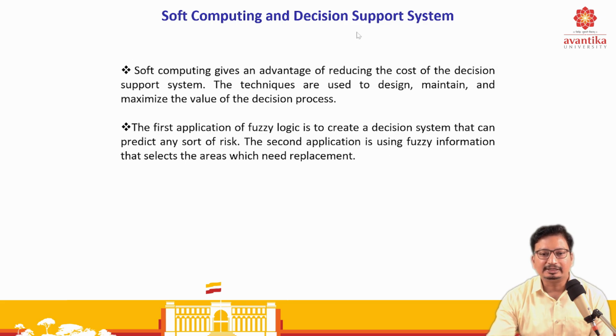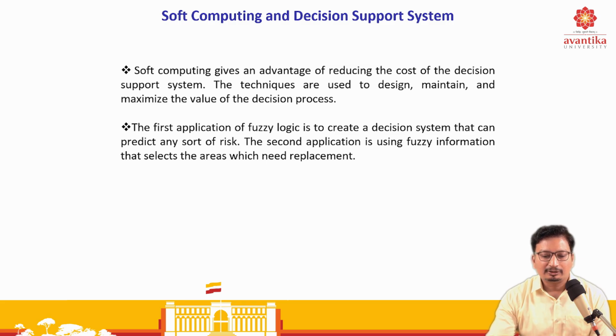Soft computing and the decision support system. So as we have seen, if we have any problem where we have to take a certain decision on the basis of certain parameters, at that time the human brain can take a decision only on the basis of their experience or the knowledge of that particular domain. Okay, so soft computing can provide you the use of a decision support system also to provide the decisions. So soft computing gives an advantage of reducing the cost of the decision support system. The techniques are used to design, maintain and maximize the value of the decision process.